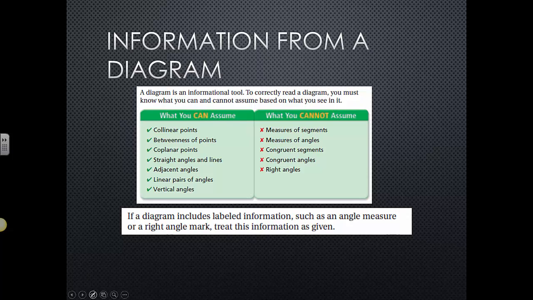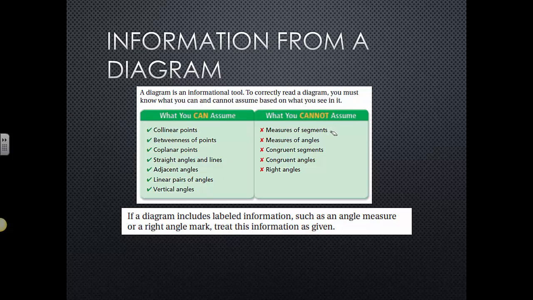Okay, so when you have a diagram, there's certain information that you can assume and certain information that you cannot assume. So look at this list here. Here are a list of things that you can assume just by looking at the picture. You can assume that points are collinear. You can assume that a point is between two other points. You can assume that points are coplanar, that you have straight angles or straight lines if it looks like it. You can assume that angles are adjacent if it looks like it, that they are a linear pair, or that they are vertical angles. So just by looking at a diagram, it is safe to assume all these things.